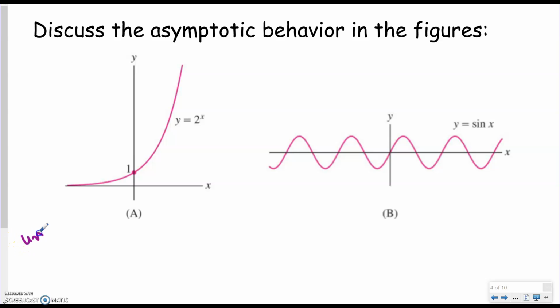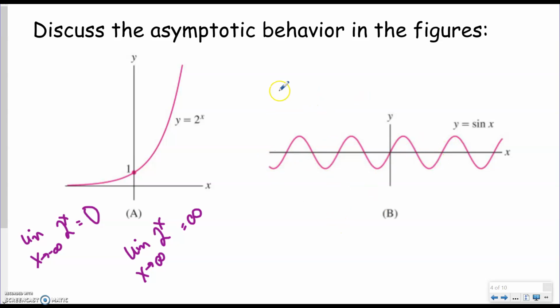The limit as x approaches negative infinity of 2 to the x equals, notice it's kind of leveling out here at 0. And the other side, the limit as x approaches infinity of 2 to the x power is going to equal positive infinity because it's going to continue growing without bound.